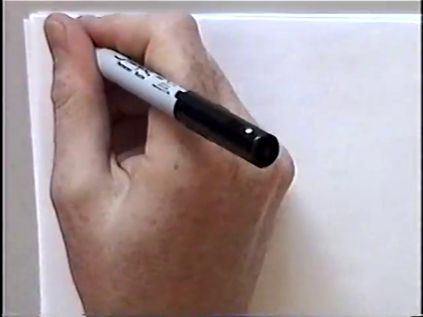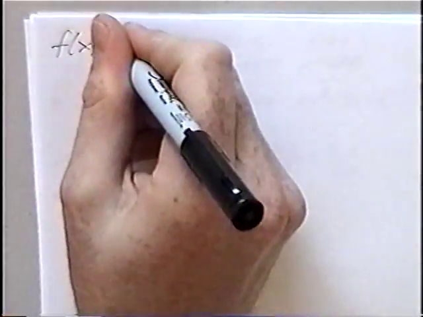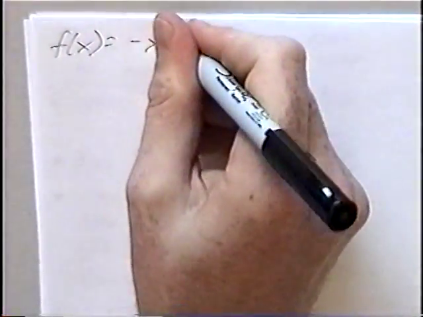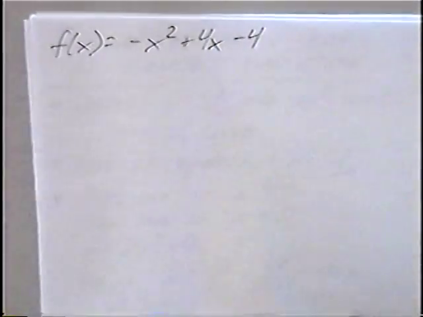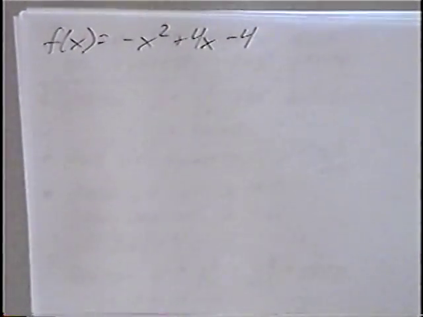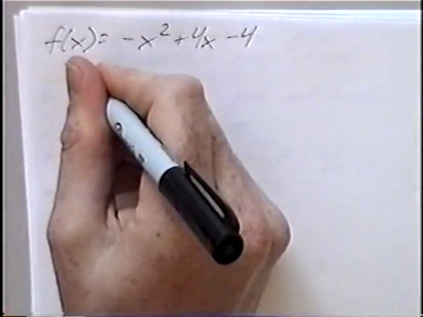Last question for the section. F of x is negative x squared plus 4x minus 4. Again, find the vertex.